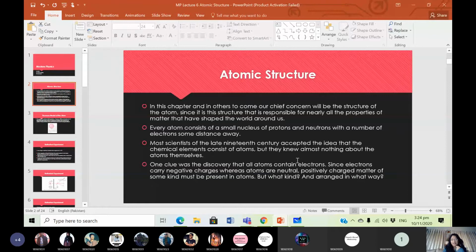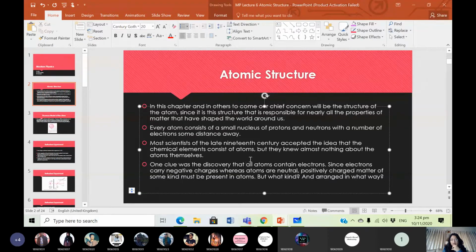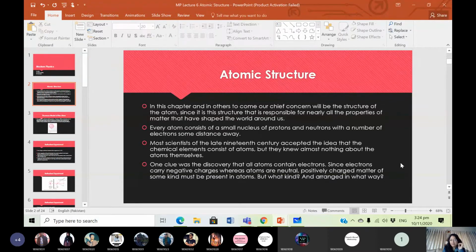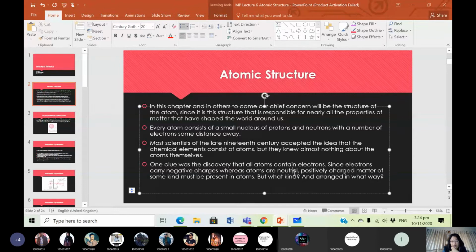Most scientists in the late 19th century accepted the idea that chemical elements consist of atoms, but they knew almost nothing about the atoms themselves. They knew that elements were composed of atoms, but they didn't know what the atoms were made of. Eventually electrons were discovered to carry negative charges, but we know that atoms are neutral in general. Ions are the ones from which an electron has been removed or added, and they are charged.